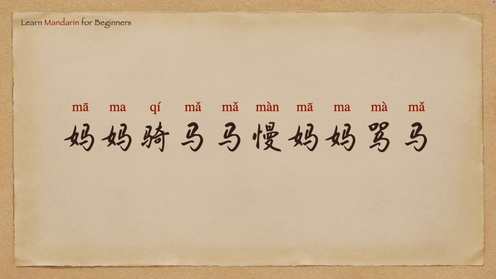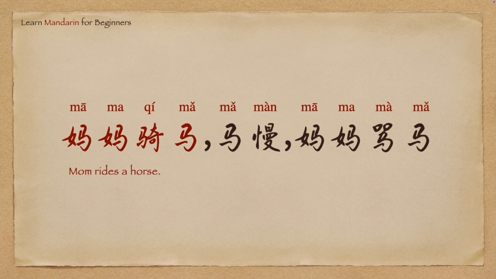Now let's review. Here is a classic Chinese tongue twister for practicing the full tones, which is 妈妈骑马马慢妈妈骂马. For better understanding, we can divide it into 3 sentences, which means Mom rides a horse. The horse is slow, so Mom scolds the horse. Let's try it again. 妈妈骑马马慢妈妈骂马.